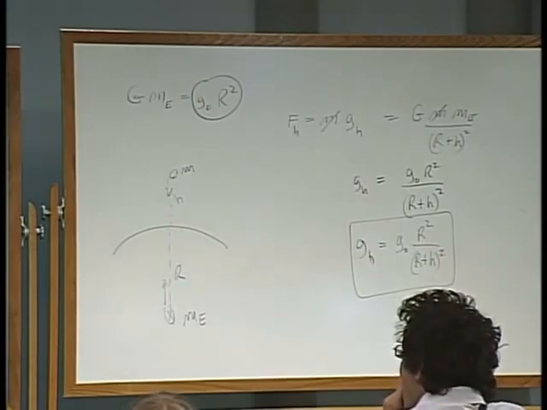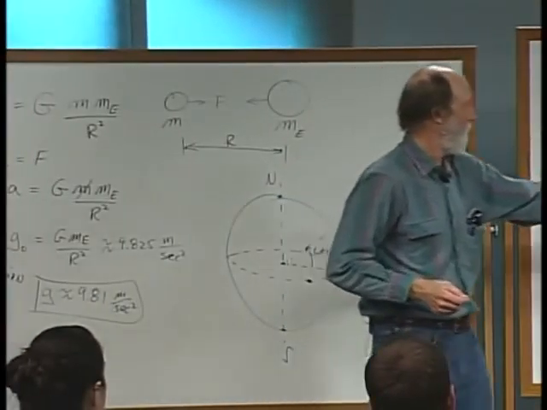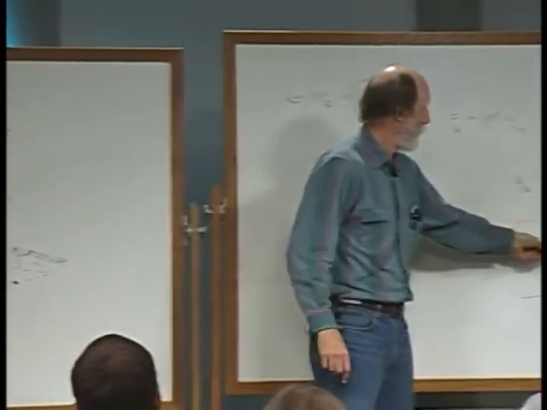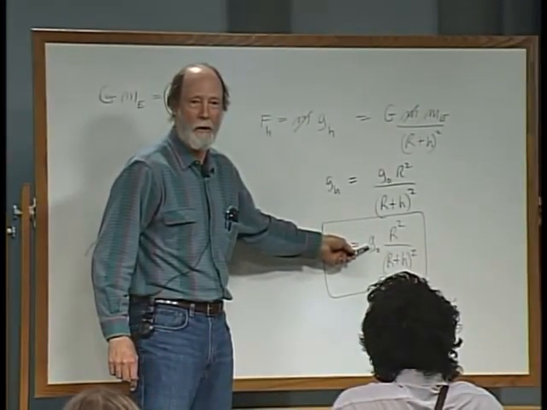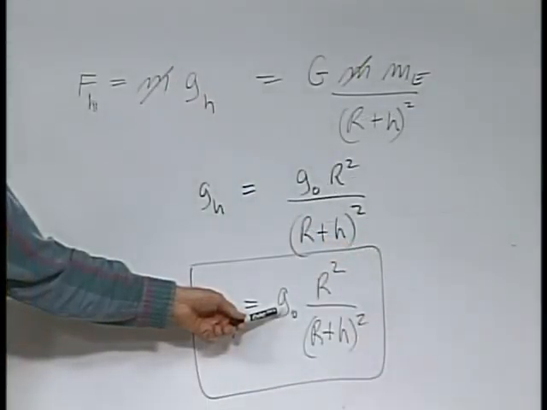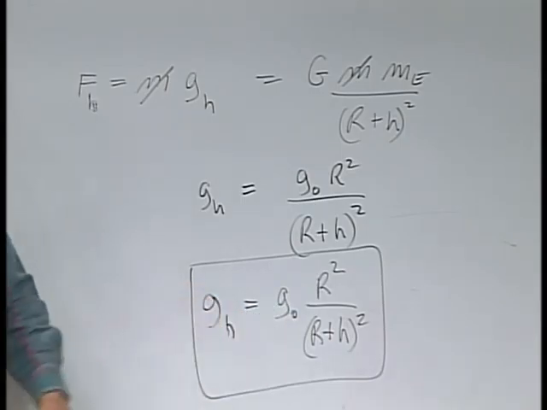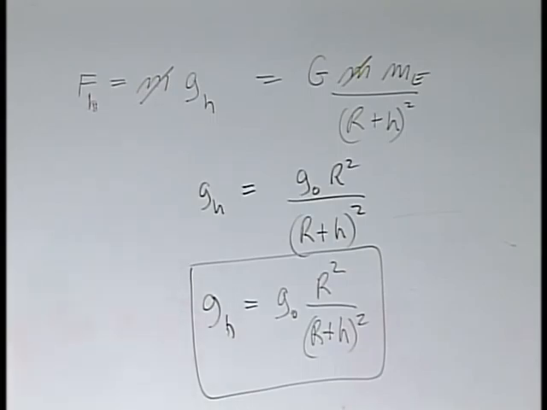So at some altitude h, this would be a formula you're going to use. And what value of g naught are you going to use then here? 9.825 for the non-rotating Earth. Good. Okay. Now, let's go ahead and get going on rectilinear motion.